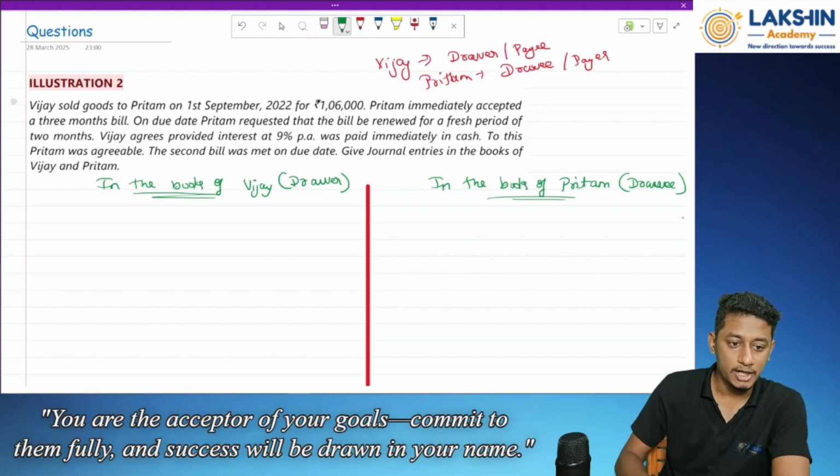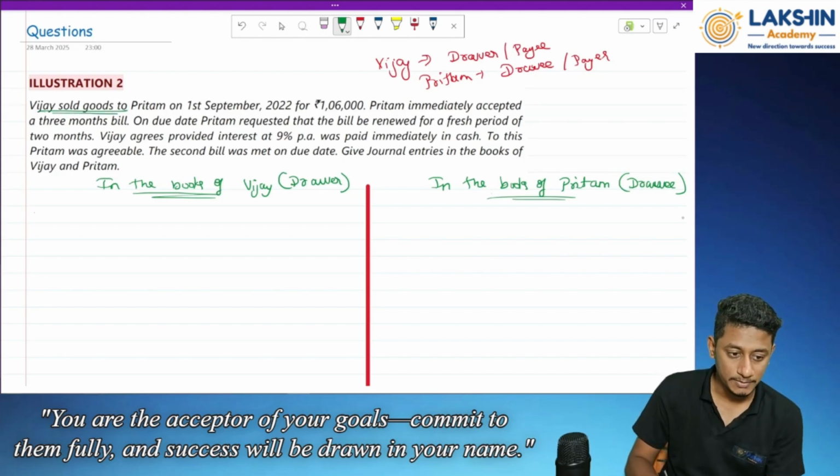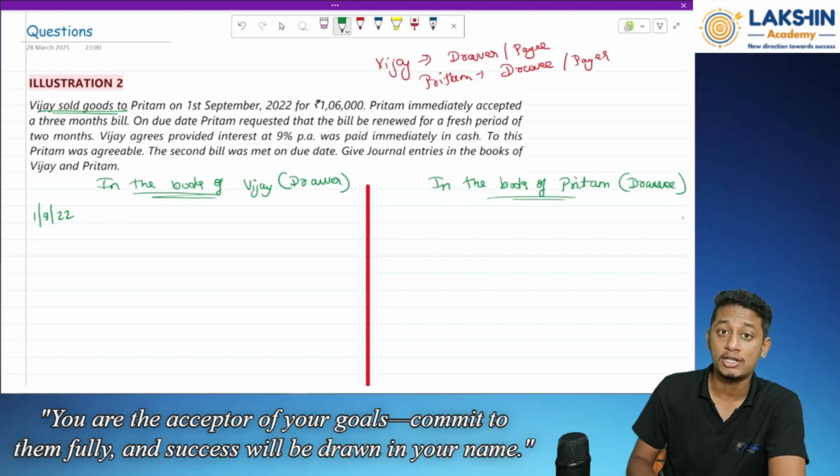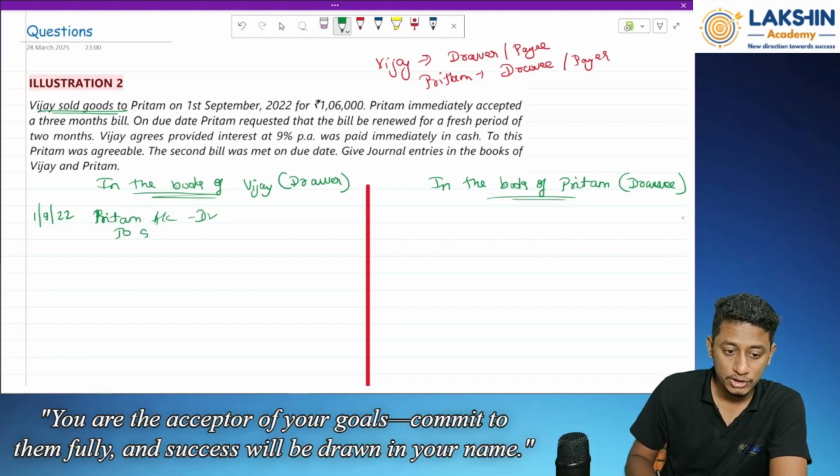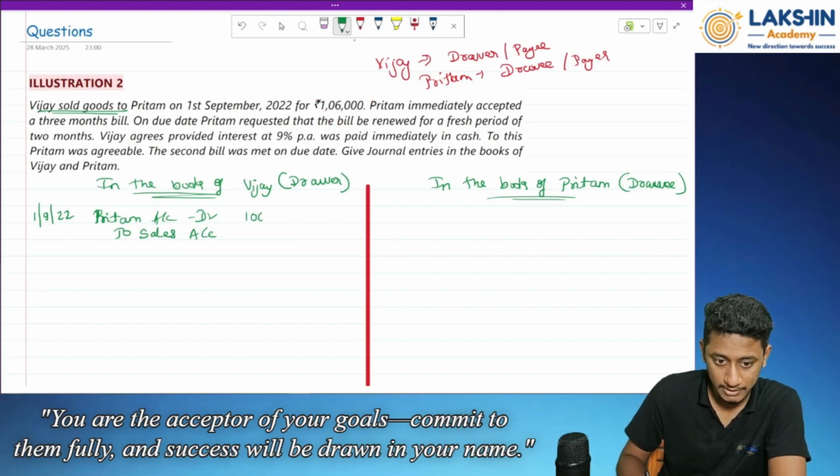So first one. Sold goods. Vijay sold goods to Pritham on 1st September. So on 1st September 22, goods have been sold. So what is the journal entry when the goods are sold to Pritham on credit basis? The entry will be Pritham account debited to sales account, because the goods are being sold, right? For what value? For rupees 1,06,000. So 1,06,000 will be the value of goods sold.